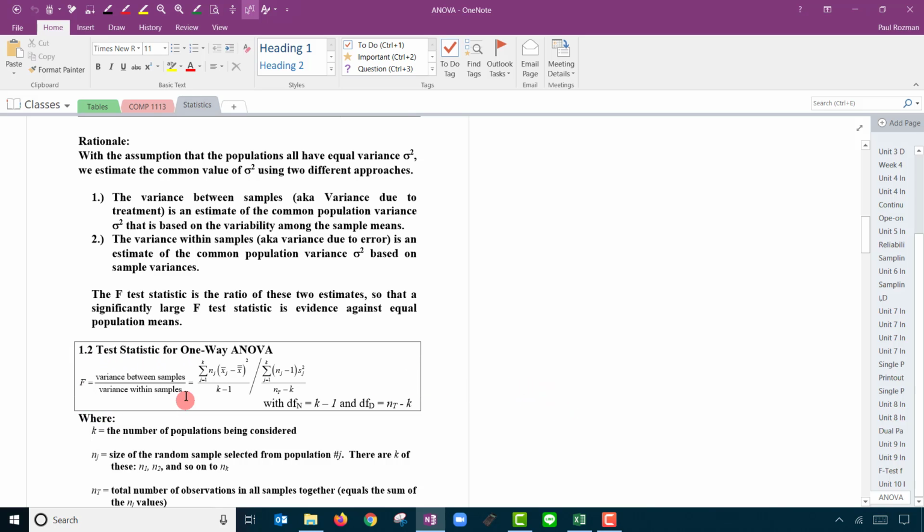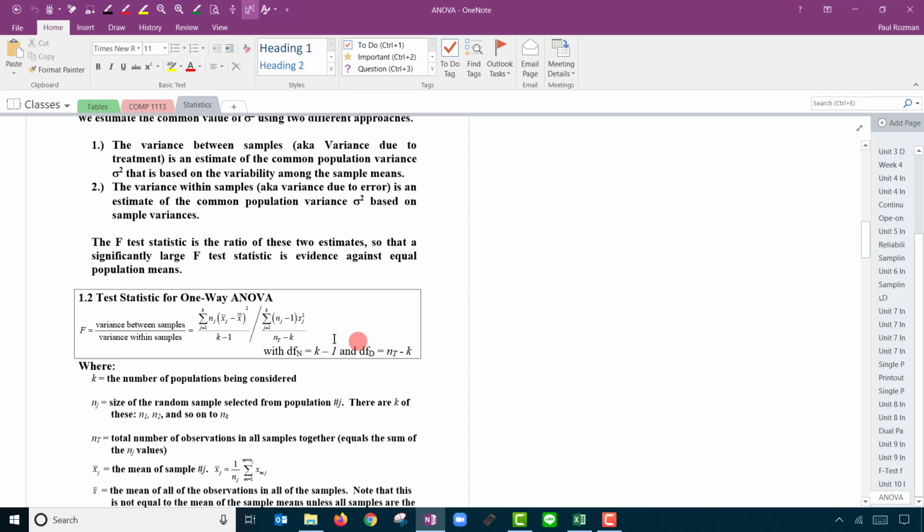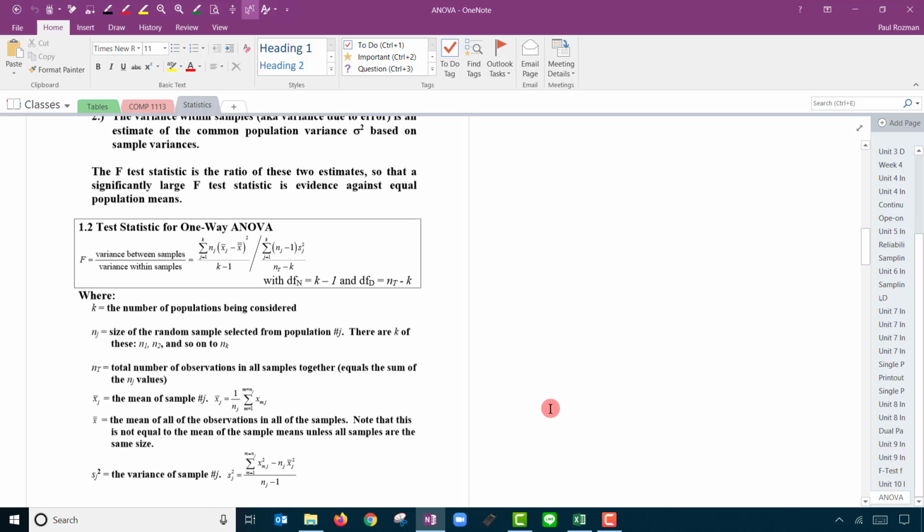If this number ends up being too far out of the normal, then we would reject our hypothesis that all of the means are equal. And that's the way we will be performing this test. The null hypothesis will be group 1's mean equals group 2's mean equals group 3's mean, etc. These calculations are pretty tedious.